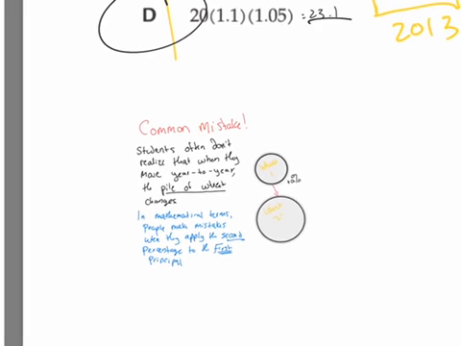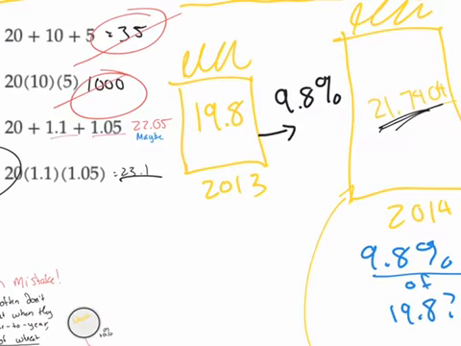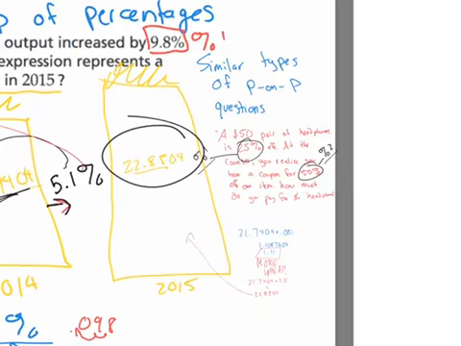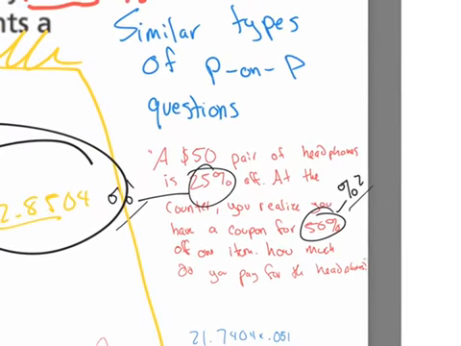In mathematical terms, people make mistakes when they apply the second percentage to the first principle. So people will do 9.8% of 19.8, and then they'll do 5.1% of 19.8. It's like, no, 5.1% is for the new thing you got, right? It's not for the old one. That's wrong. It's incorrect.